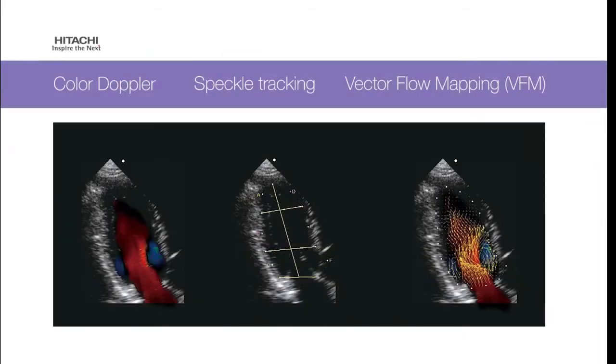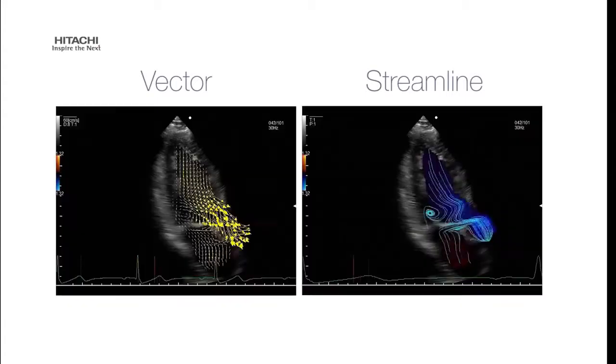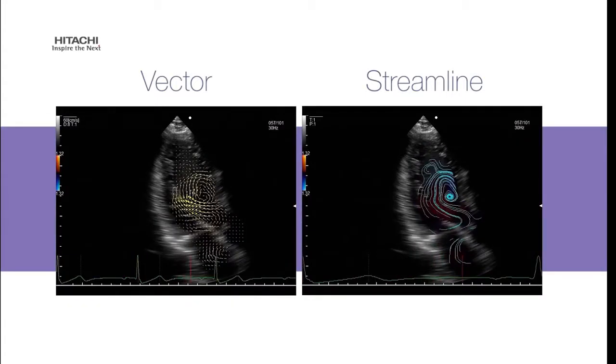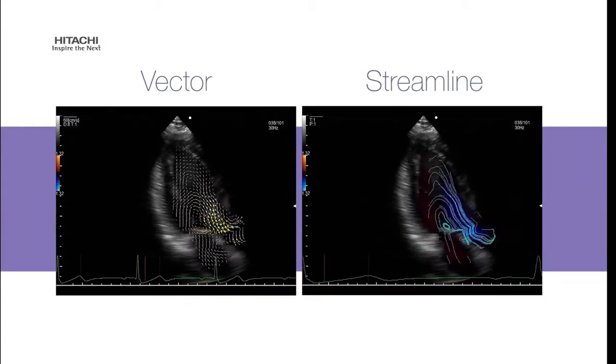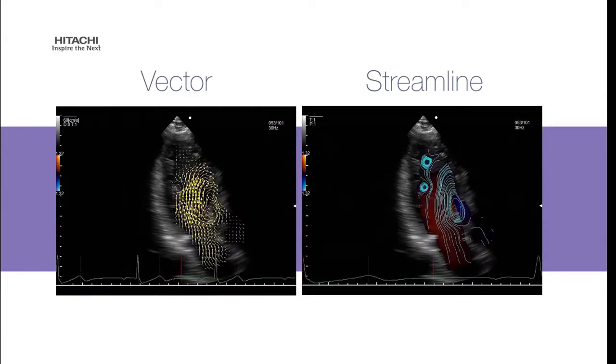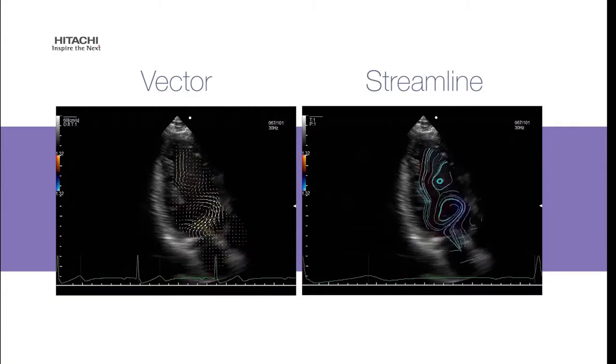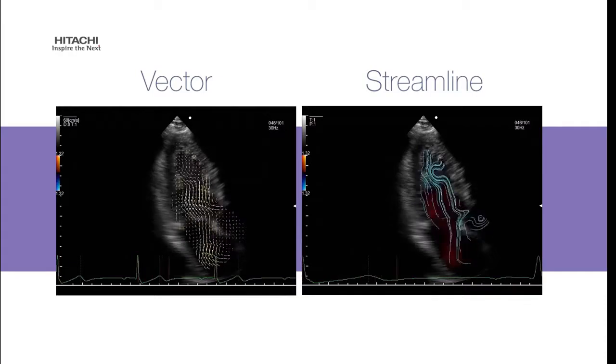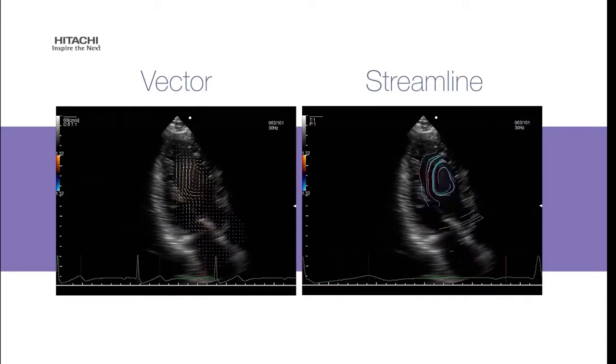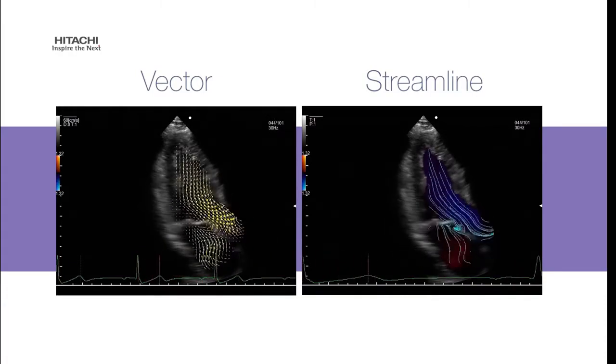VFM uses 2D cross-sectional images obtained by B-mode color Doppler and speckle tracking information in a method to present blood flow as a vector distribution. These vectors indicate velocity and direction as an arrow. The streamlined display is depicted with curved lines connecting the flow velocity vectors as tangent lines. Vortices can easily be seen using these vectors and streamlines.